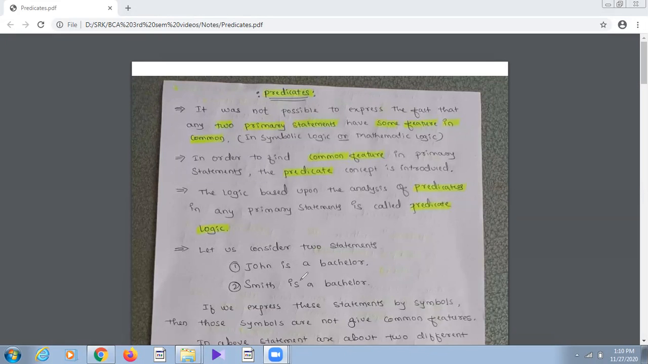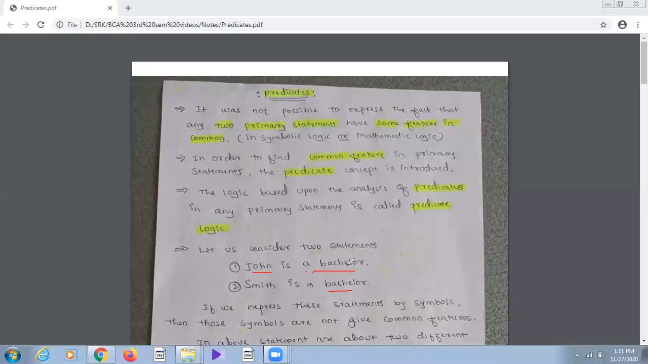Common feature means the similar features. Here there are two primary statements, and the common feature is bachelor. John is a bachelor, Smith is also a bachelor. Any number of individuals, n number of names, can have a common feature, that is bachelor. In your third semester there are 162 students, and the common feature is that they are all bachelors.